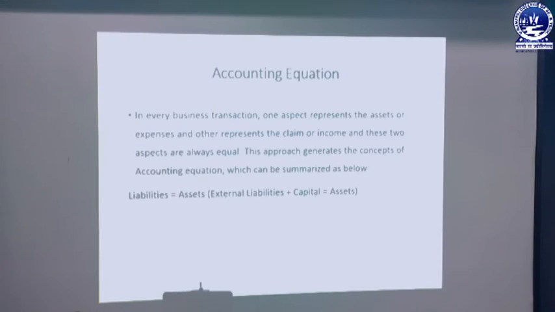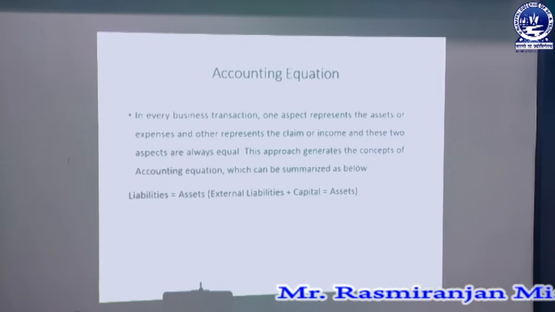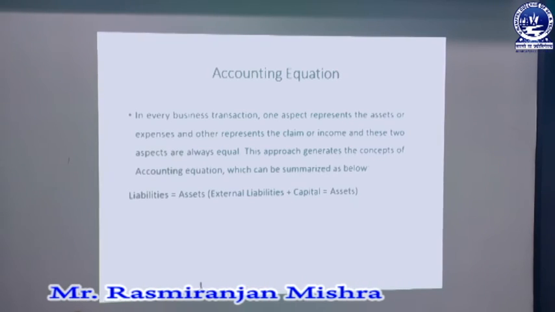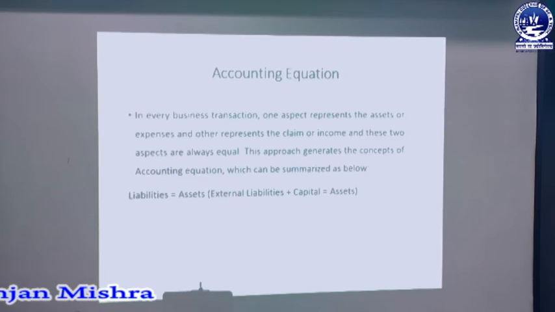Then after that, the accounting equation. In every business transaction, one aspect represents an asset or expense and the other represents a claim or income, and these two aspects are always equal. This approach generates the concept of the accounting equation, which is summarized as liabilities equal assets, or external liabilities plus capital equal assets. We already covered this as per the dual aspect concept. Every transaction has two aspects or a twofold effect. For every debit there is a corresponding credit, so the total of debits must equal the total of credits.